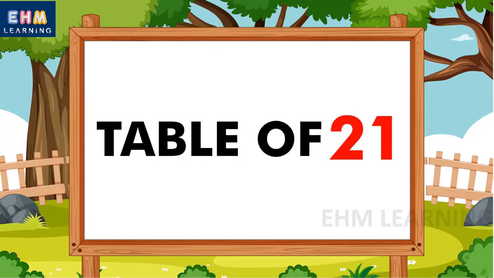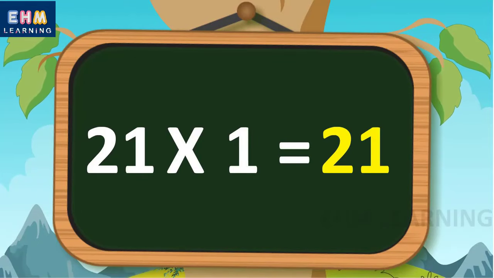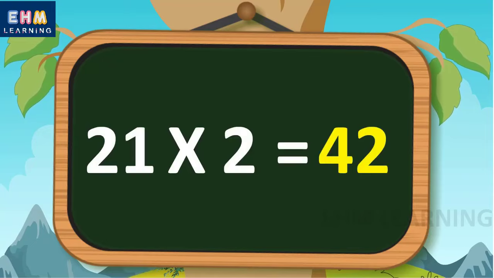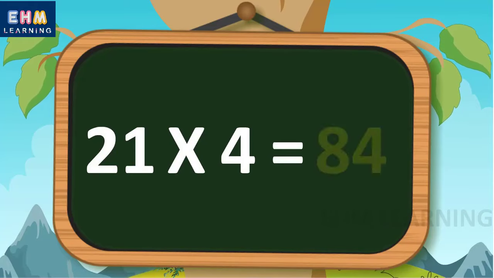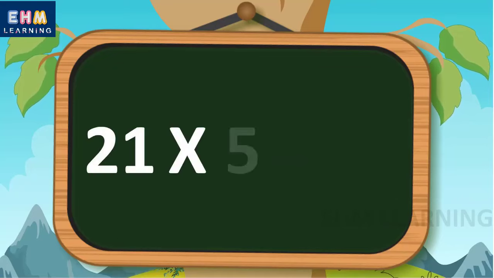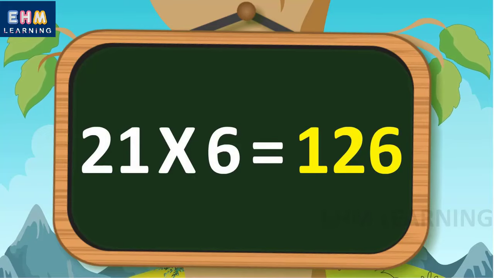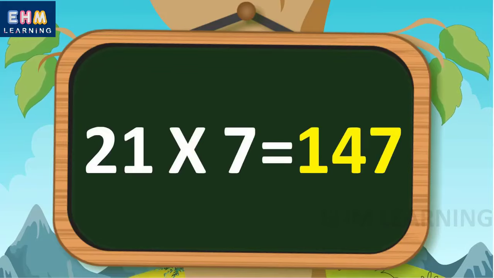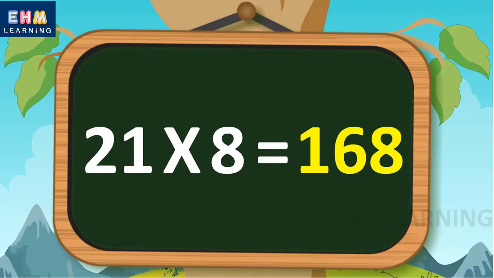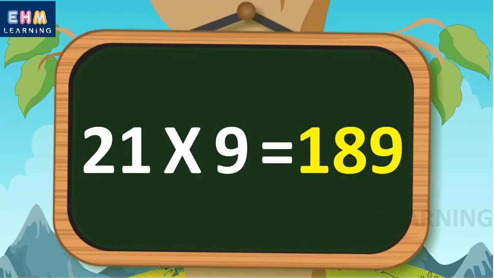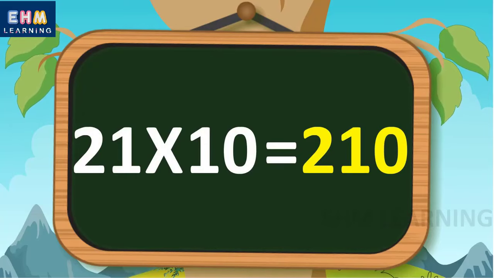Once more. Table of 21. 21 ones are 21. 21 twos are 42. 21 threes are 63. 21 fours are 84. 21 fives are 105. 21 sixes are 126. 21 sevens are 147. 21 eights are 168. 21 nines are 189. 21 tens are 210.